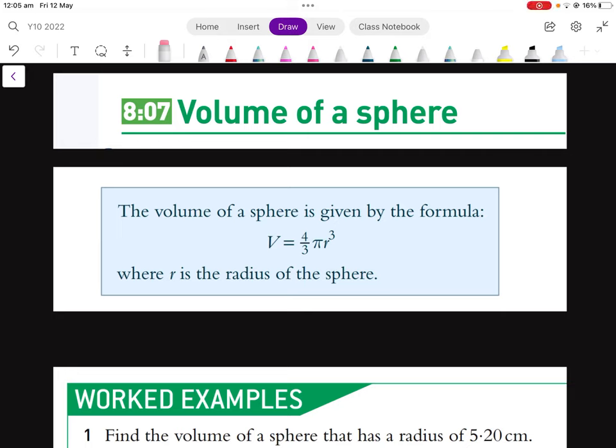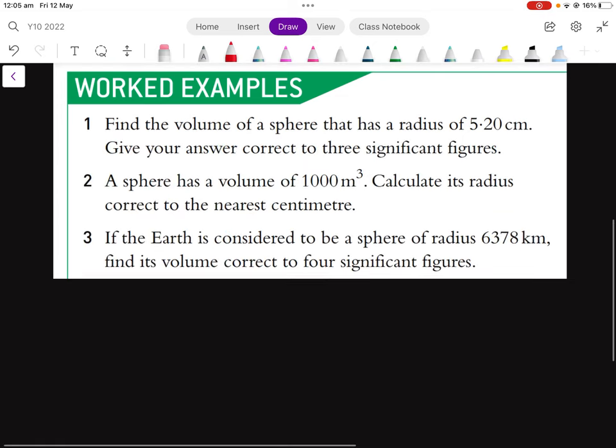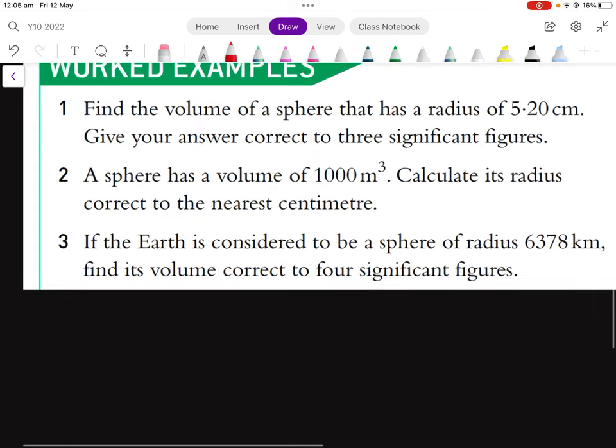Hello there. We're looking at the volume of the sphere, and there's one formula that you need to memorize. The formula is 4/3 pi r cube. That's the volume of the sphere, where r is the radius of the sphere. Okay, let's look at a couple of examples.